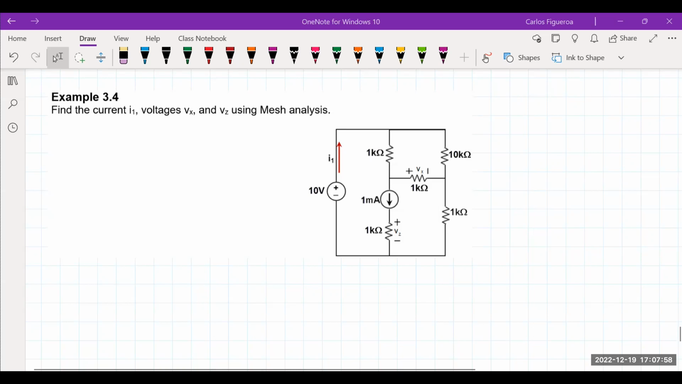Example 3.4. Calculate the current I1, the voltages Vx and Vz using mesh analysis. So let's look at the numbers here. So step one. Let's do the numbers.